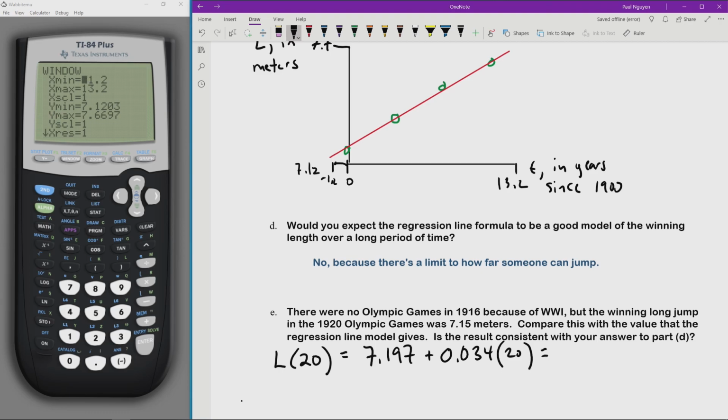You can just plug that into your calculator, or since we've already got the formula plugged in, we can go to table settings, plug in 20, go to our table, and the first option should be the value we're looking for, 7.877. Note, 7.877 is much higher than 7.15 meters. So our model gave an overestimate for the winning long jump in 1920. Is this consistent with what we said in the previous part? Yes, we didn't expect the regression line formula to be a good model over a long period of time, since the amount of increase is likely to decrease.